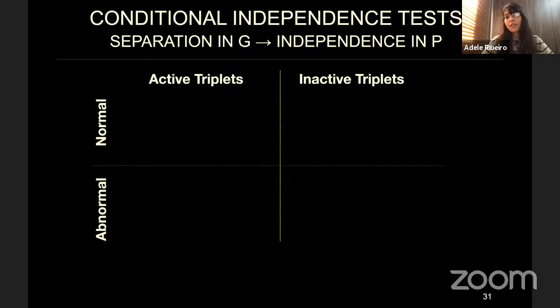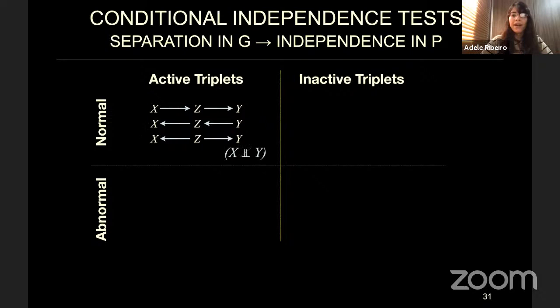So we have to look at triplets. For every three variables, we look at the connection between these three variables. And there are three types of connections here. We call the first one a chain, the second one the reverse chain, and this other one the fork. All these three triplets have this normal behavior where they are dependent marginally. That is, there is a flow of information going from X to Y through Z. That's why X is dependent on Y marginally.